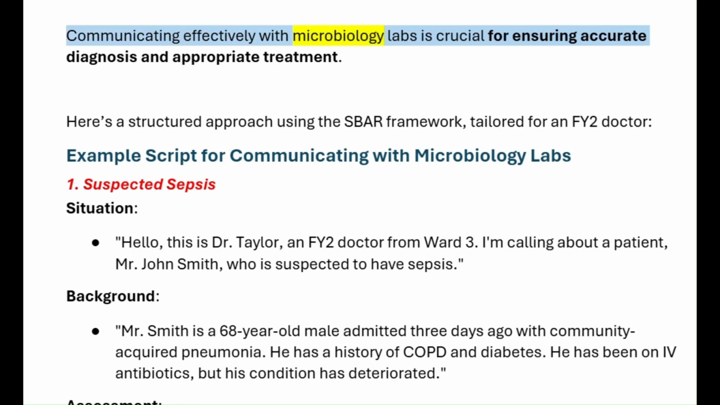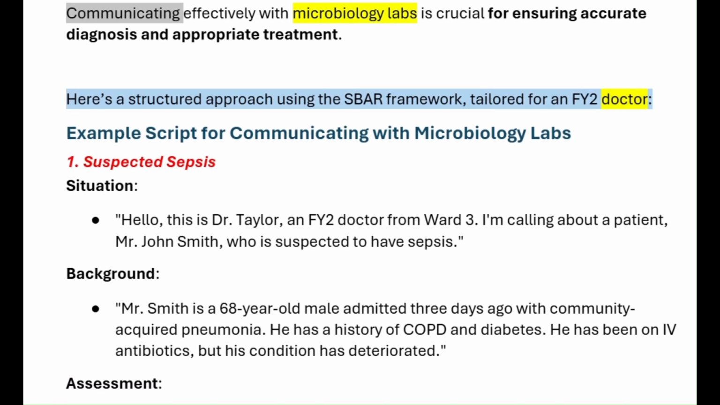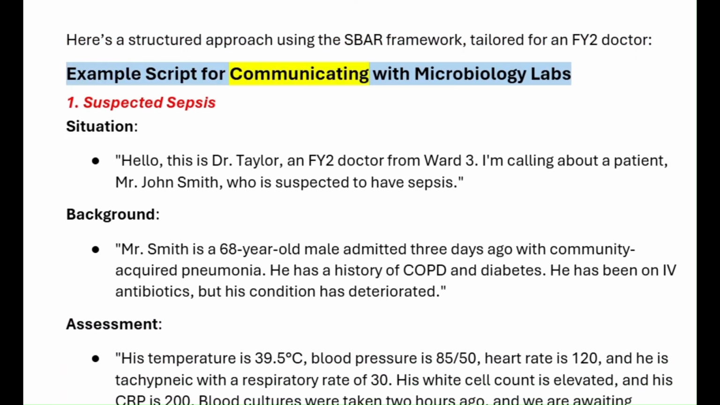Communicating effectively with microbiology labs is crucial for ensuring accurate diagnosis and appropriate treatment. Here's a structured approach using the SBAR framework, tailored for an FY2 doctor. Example script for communicating with microbiology labs.